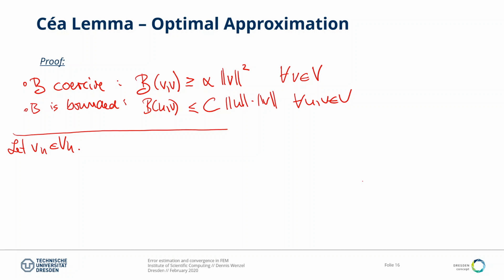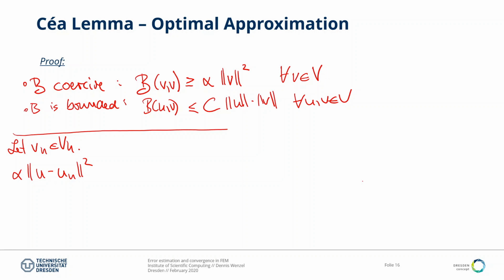So I'm just writing down the coercivity condition, and as my function V here, I'm using the error. I'm writing down the coercivity stuff, but in my norm I'm putting the error. There is nothing that would ever stop me from this, because u minus UH is definitely something in our space V here. It's not in VH, but it's in V.